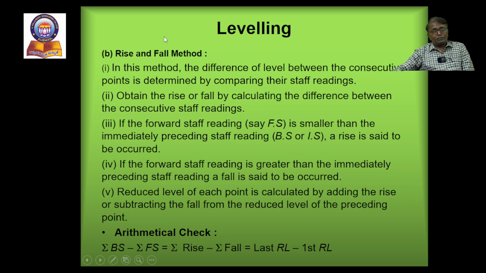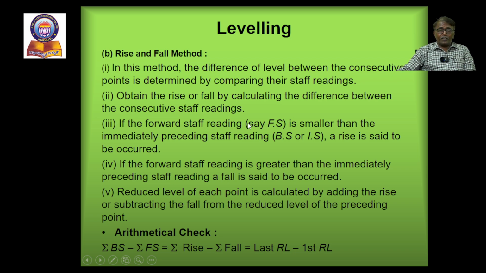And the second method, that is called the rise and fall method. In this method, the difference of elevation between the consecutive points is determined by comparing their staff readings. Obtain the rise or fall by calculating the difference between the consecutive staff readings.